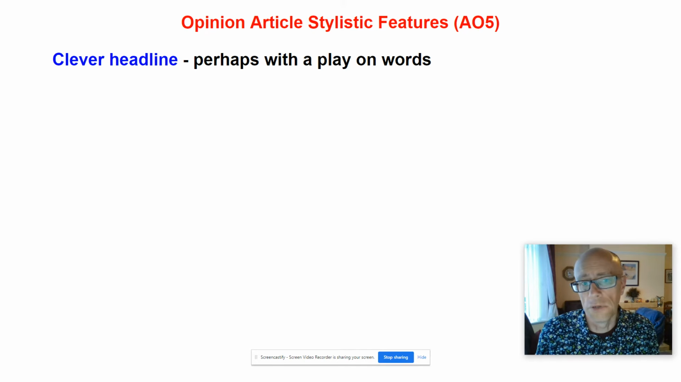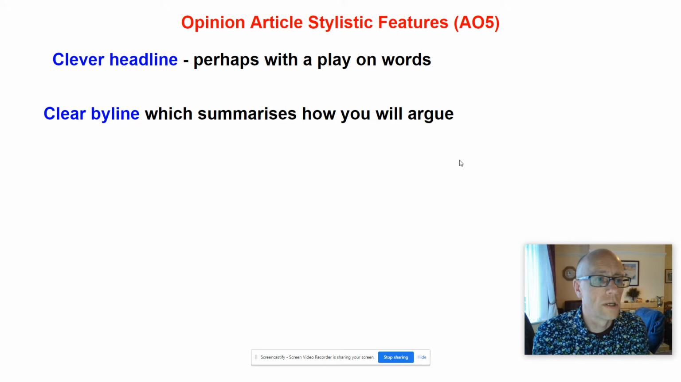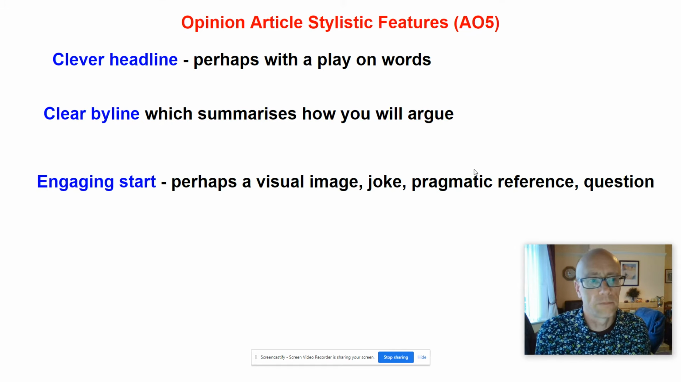First of all, you do need some kind of clever headline. Obviously, it needs to be compressed. It may well be that you ask a question, or there's some play on words. There needs to be something that grabs the attention of a passing reader. You then need a byline, which is usually supplied in these sorts of publications by somebody who's not the writer. So it's an editorial detail, and the byline usually summarises exactly which way you're going to be arguing.